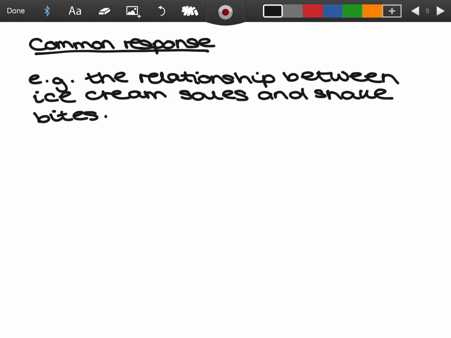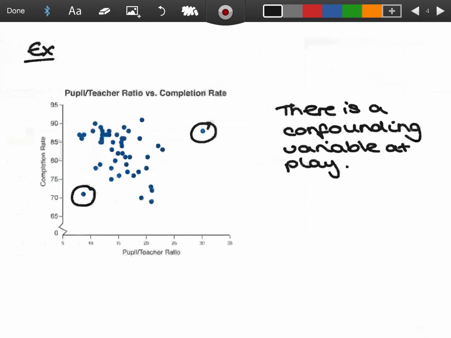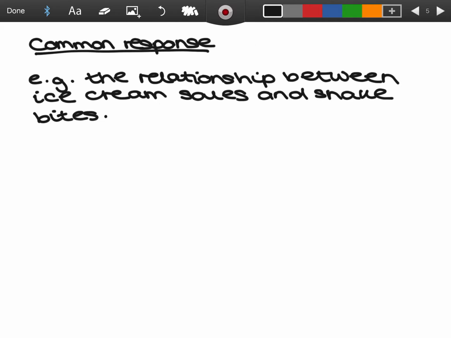But this time it actually causes a relationship between the two, and it doesn't say that there is no relationship between the two. So if we came back to here, our confounding variable meant that there was actually no relationship between these two variables, pupil-teacher ratio and completion rate. But in the common response case, there are two things that we did not expect to have a relationship, but because of an underlying variable, we found that there was a relationship between the two. That is called a common response.